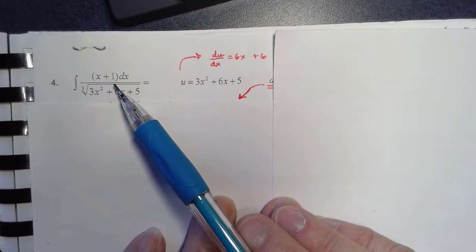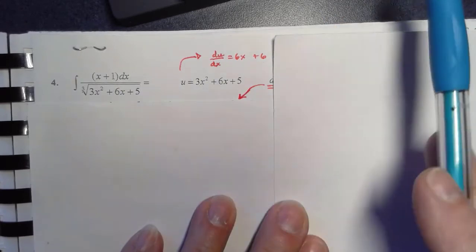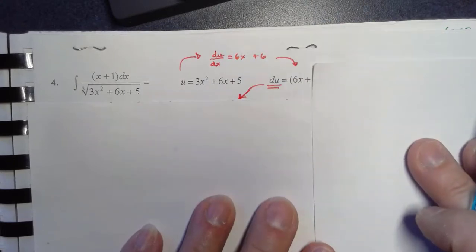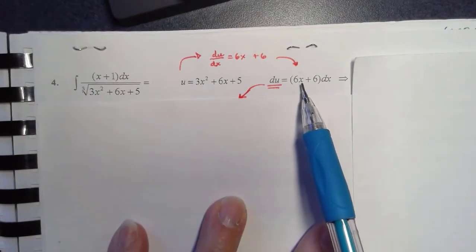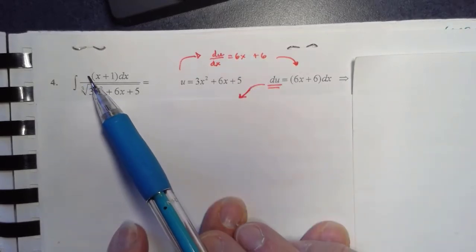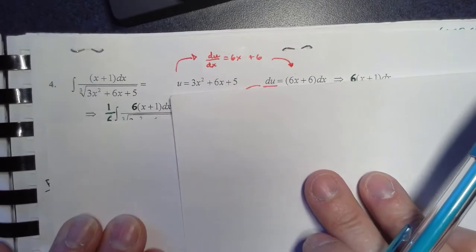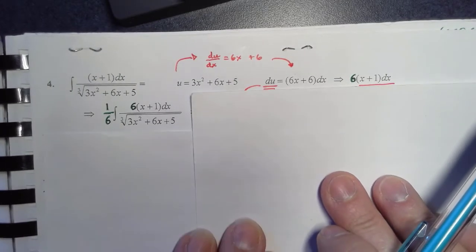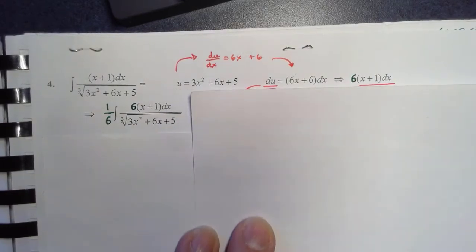Well, we don't have that. We have x plus 1 dx. So we actually need to multiply this by 6. So our du is 6x plus 6 dx, and I can accomplish that by just multiplying by 6 inside, which of course means we're going to divide by 6 as well in order to keep my value equitable.